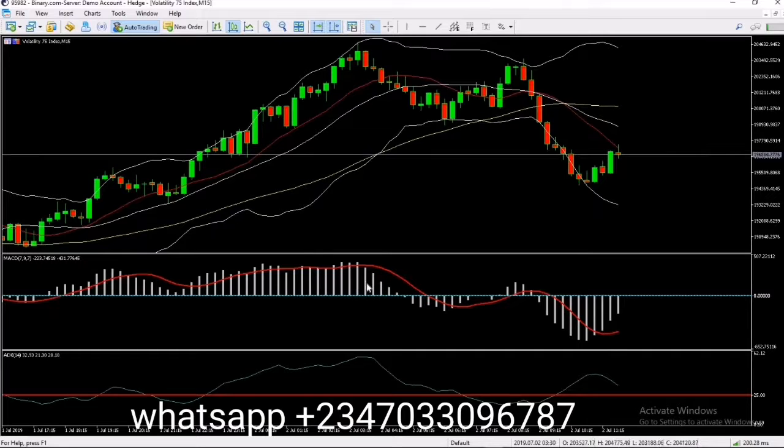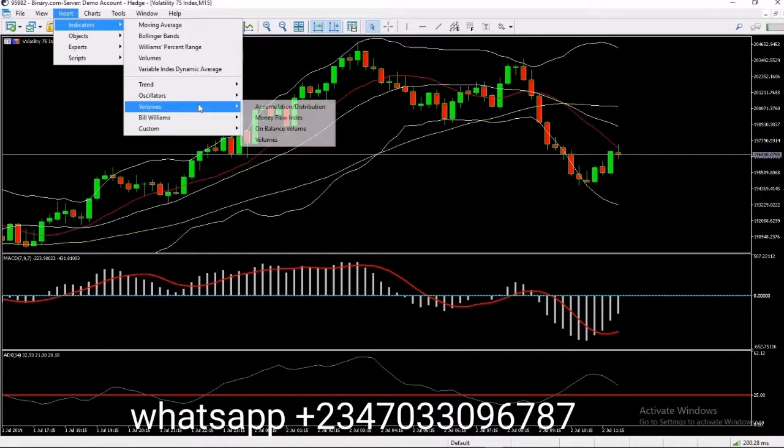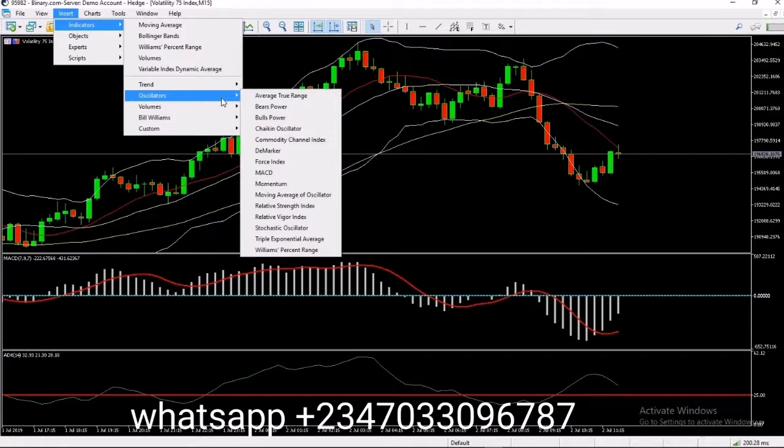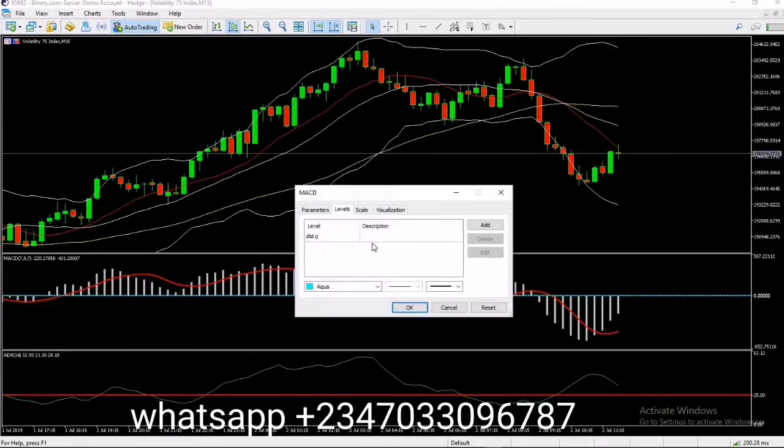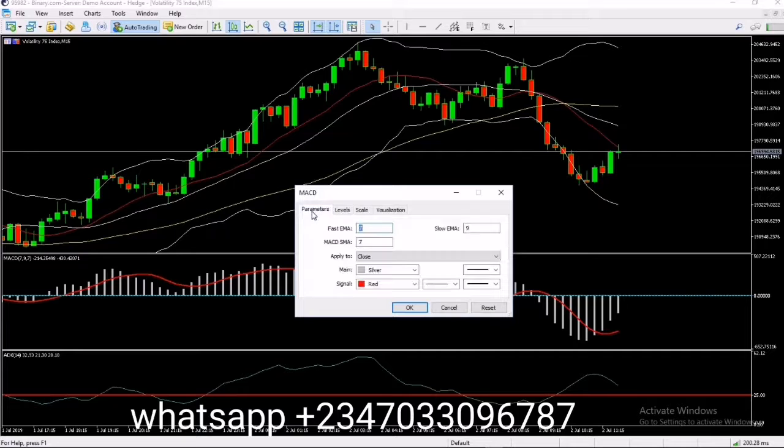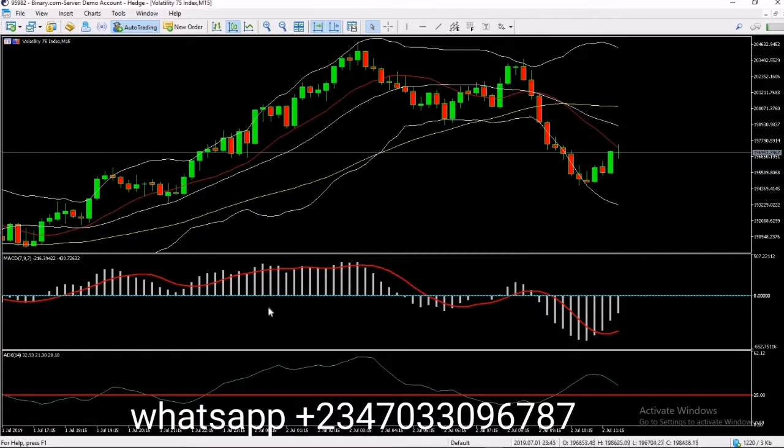And this is called your MACD. You come to Insert again and choose Indicator, then go to Oscillators and choose MACD. For the levels, you just choose the color you want. Go to Parameters and make sure your fast EMA is 7, your MACD SMA is 7, and your slow EMA is 9. Then signal red, main silver, and click OK. I've already added it, so I don't need to click OK.